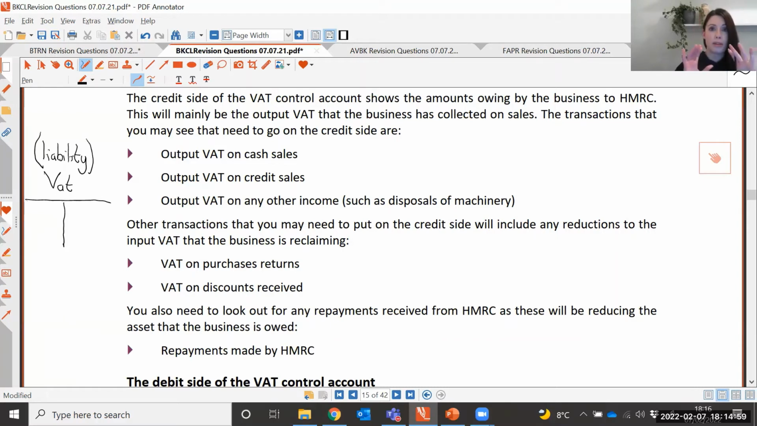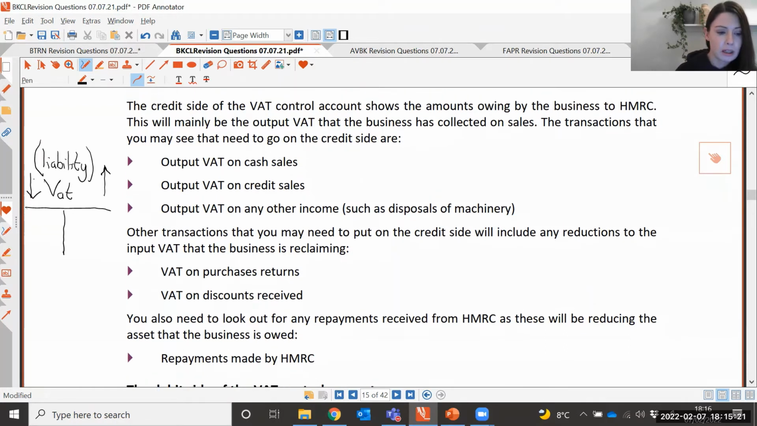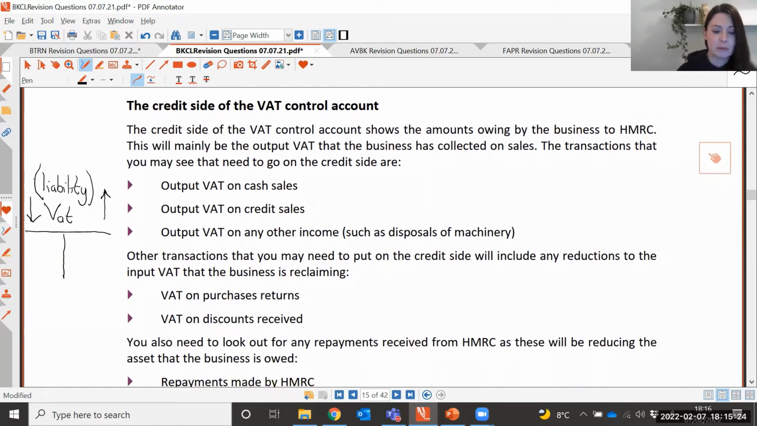So thinking about our debit and credit, a liability account goes onto the credit side. So an increase in a liability will be entered onto the credit side. A decrease in the liability would be entered onto the debit side of the VAT account. So the credit side of the VAT control account shows the amounts owing from the business to HMRC. So this will mainly be the output VAT that the business has collected on sales.